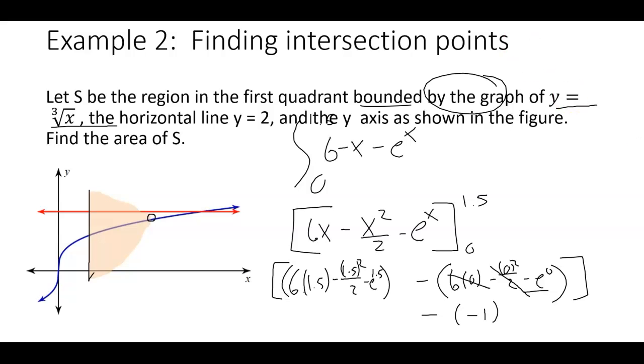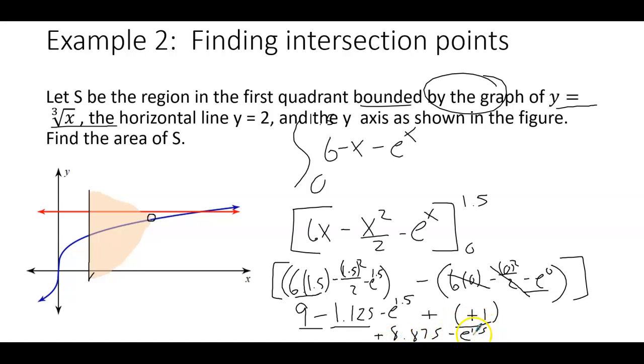On the left side we would get this so far, 6 times 1.5 is 9. This whole fraction here becomes 1.125. The double negatives here can become a positive. And what we could do is just combine these regular numbers together. I haven't done anything with the e to the 1.5 yet. But by combining the 9, then 1.125, and the 1, we get 8.875.